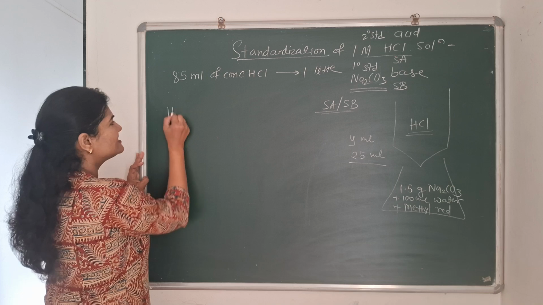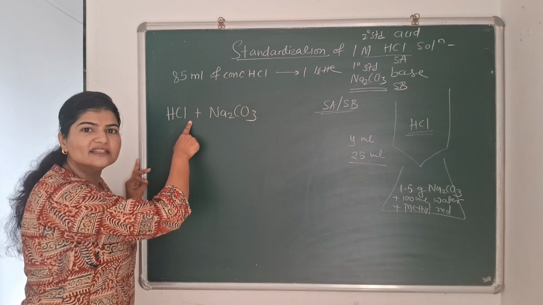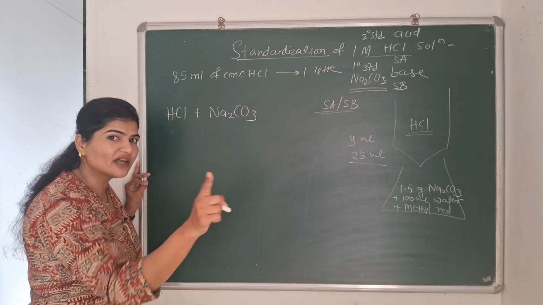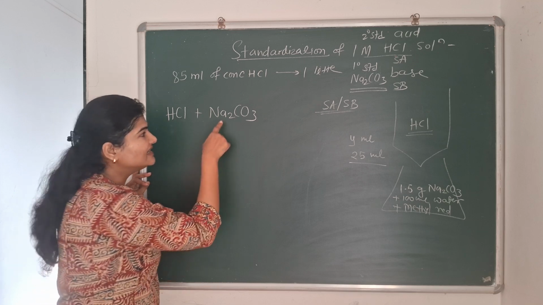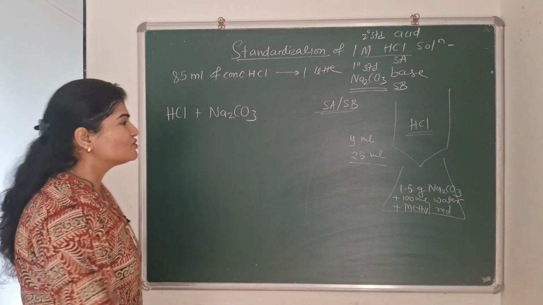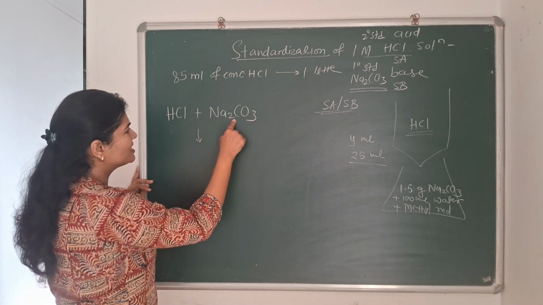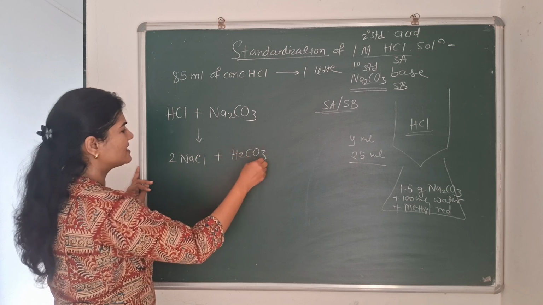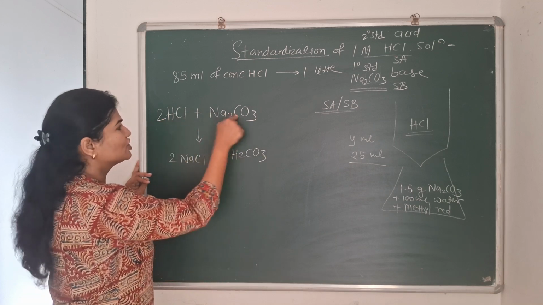What are the reactions going on? So here HCl is reacting with sodium carbonate. Now HCl is a monobasic acid, meaning it produces only one H plus ion which can neutralize only one base. But sodium carbonate is a diacidic base, meaning it can neutralize 2 molecules of acid. So when we write the reaction, it has to be balanced. I will write the reaction where I get 2 NaCl plus H2CO3. For balancing the reaction I have to write 2 here. So 2HCl, 2NaCl and H2CO3.